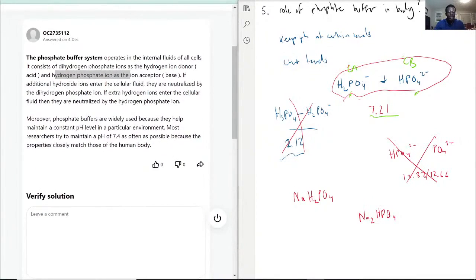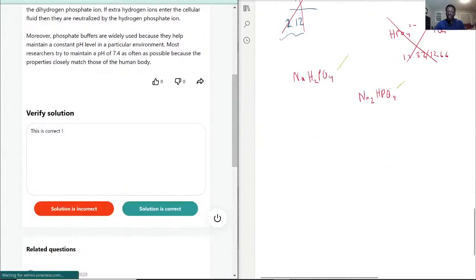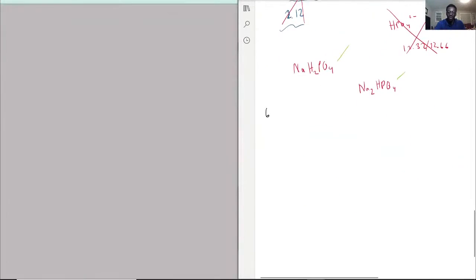So with that being said, phosphate buffers are widely used. You can literally make them because they mimic the human body, which is what a lot of researchers want to do. So this is correct. Let's move on to the next question. Question 6.